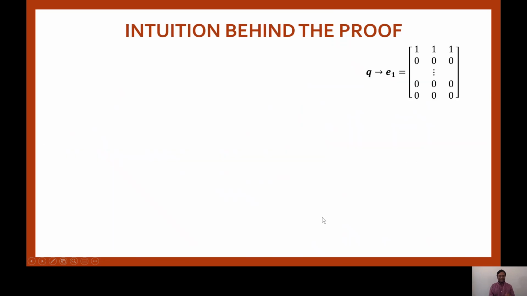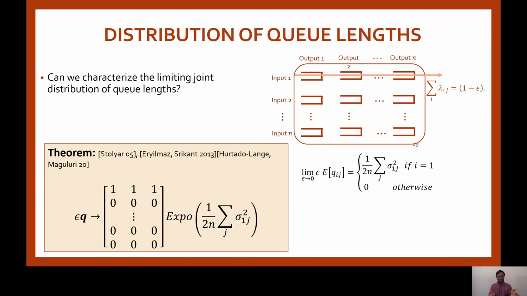So this is very much in spirit like a single server queue. But it takes the exponential behavior of a single server queue and combines it with the state space collapse behavior that we get due to max weight and so on.